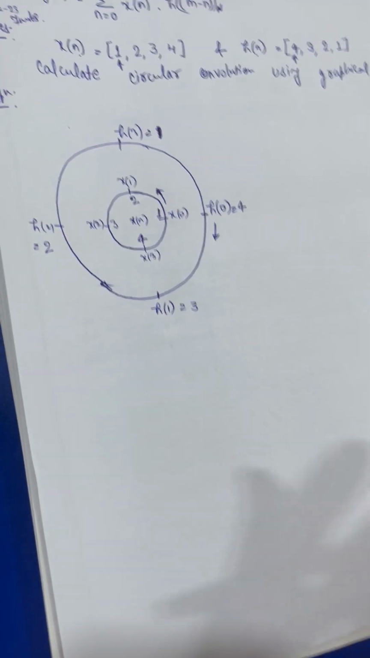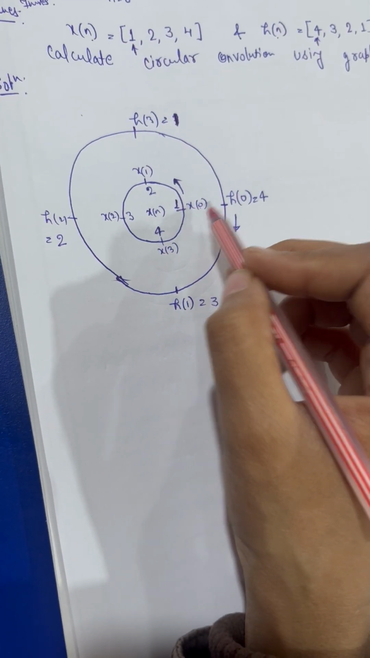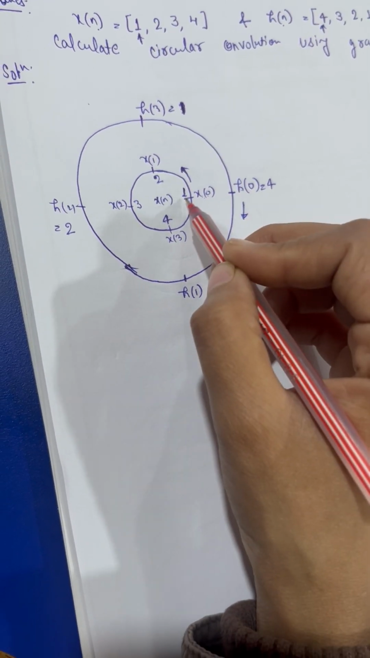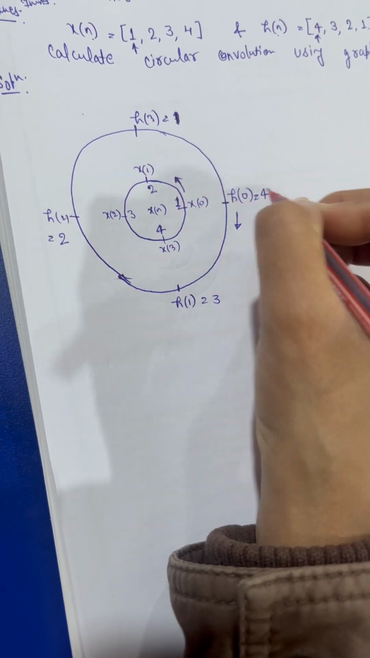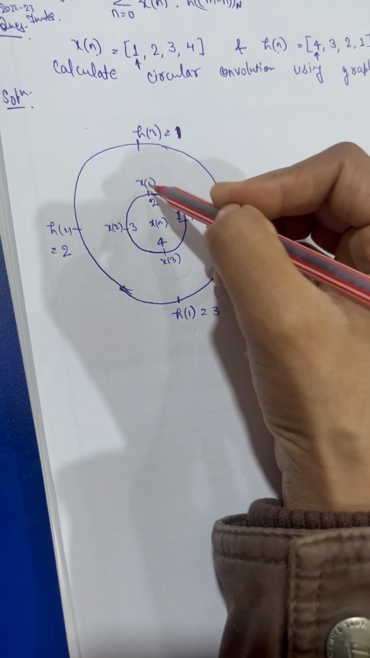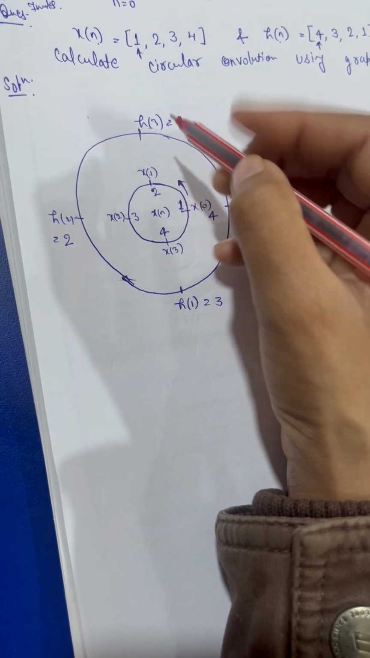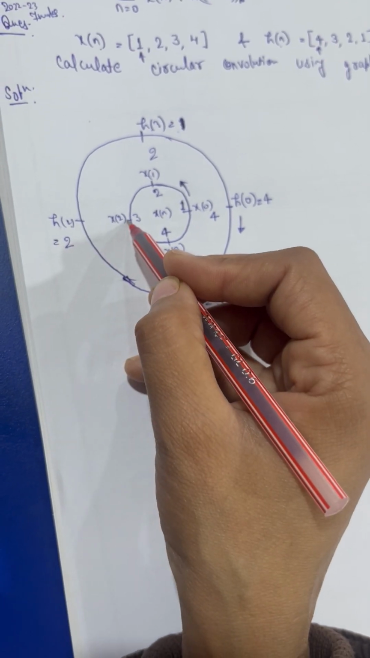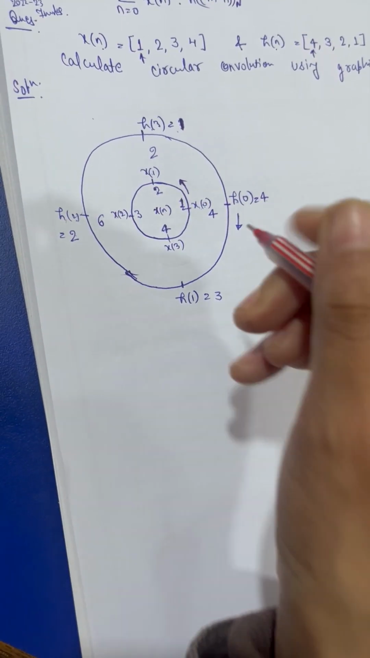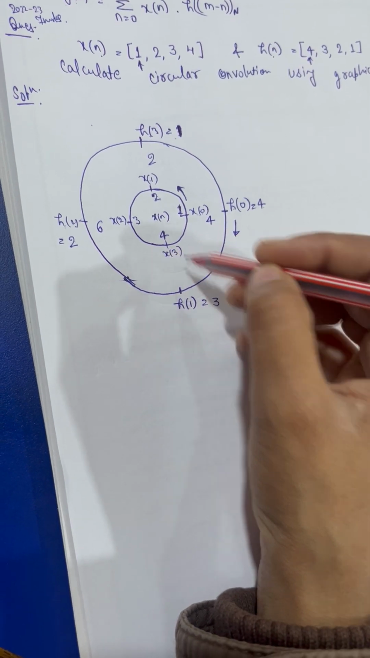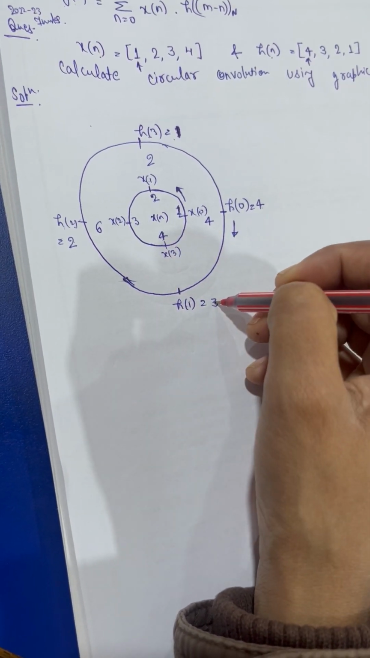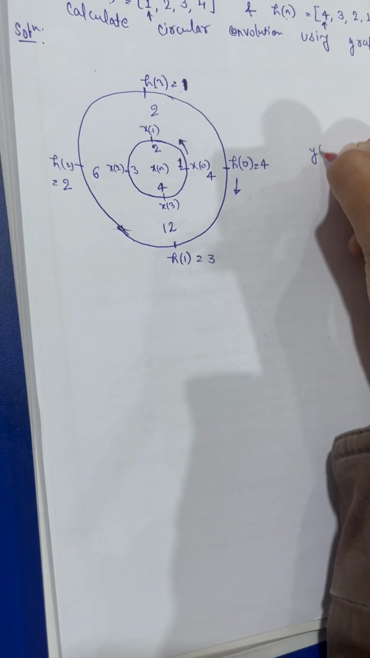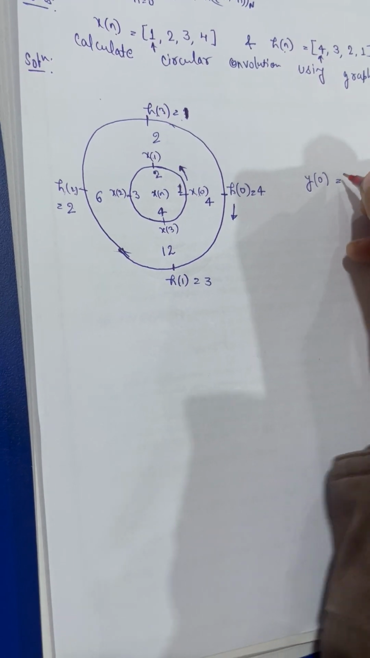Now in the next step we will convolve or multiply these two sequences, h0 multiplied with x0. The value of x0 is 1, multiplied with 4 we get 4. x1 multiplied by its partner, 2 into 1, gives 2. Here h2 multiplied by x2, 2 into 3, gives 6. x3 into h1, 4 multiplied by 3, gives 12. Now this gives the value of y0.